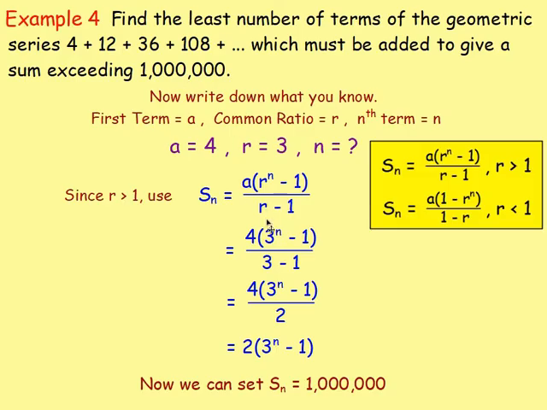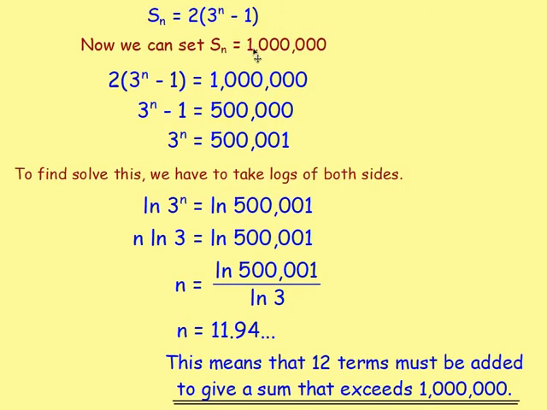Start off with that formula. If you can simplify it, then do that. Sub in the value of a and r. You're doing that. That, therefore, is going to be your summation formula for this. But because you're wanting something to exceed 1 million, well, set it equal to 1 million. Don't start dealing with bigger than or less than signs or anything like that. Set it equal to 1 million, and then find the value of n that will make it equal to 1 million. So you've got this 2 bracket 3 to the power of n take away 1 equals 1 million.